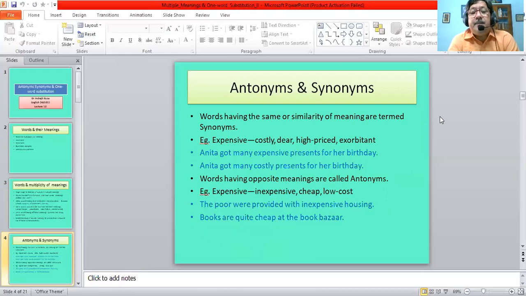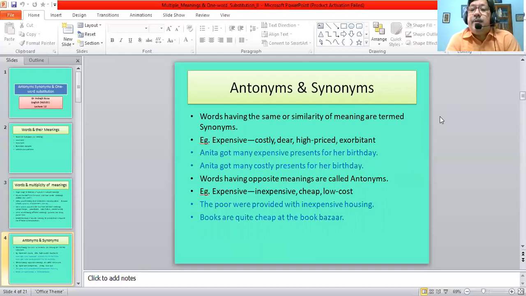Books are quite cheap at the book bazaar. That is, you can get them for a good bargain over there. So this is basically the difference between antonyms and synonyms. Words having similar or nearly similar meanings are classed as synonyms, and words having opposite meanings are classed as antonyms.